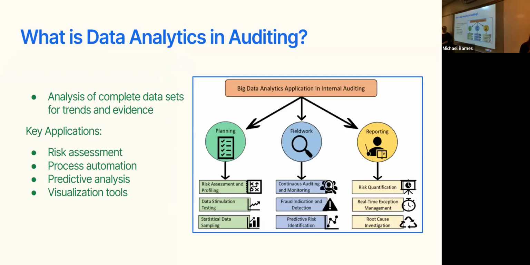So for a brief introduction, data analytics and auditing is an analysis of complete sets of data to identify abnormalities and trends for further investigation, and it can also be used to provide evidence. Some key applications of this are risk assessment, process automation, predictive analysis, and visualization tools. Risk assessment is used to identify unusual transactions and trends that may indicate fraud or misstatements. Process automation is used to streamline audit procedures by automating repetitive tasks. Predictive analysis uses historical data to forecast potential risks and irregularities.